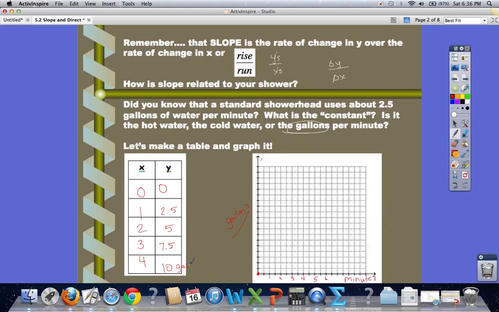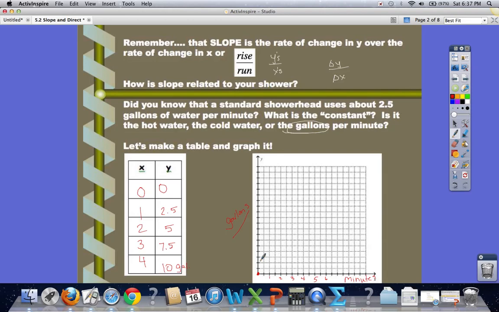That's not too bad after 4 minutes. You would think it would be more than that. I believe they said it used to be that showerheads weren't as efficient as they are now, so they used a lot more water. All right, so let's graph that.